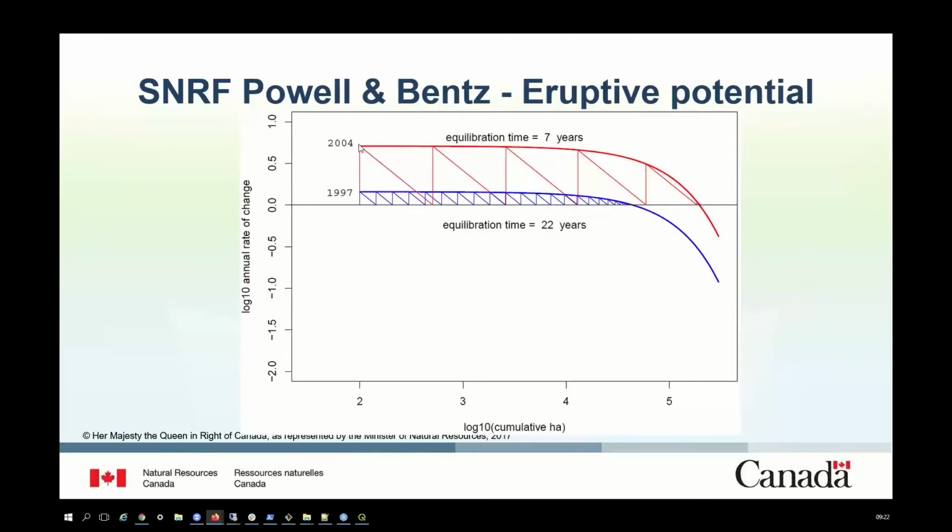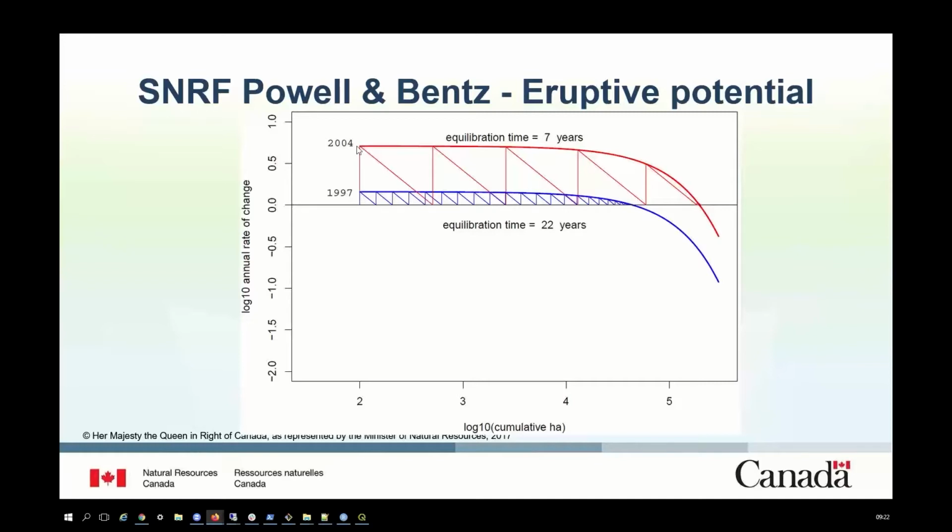if I take a warm year like 2004 or a cool year like 1997, not a cold year but a coolish year like 1997, there's a big difference in the eruptive growth potential. The equilibration time in 1997 would take 22 years for a population to grow from a size of about 100 hectares. This is measured in hectares because this is aerial detection data, not population data. A 100 hectare outbreak will grow to about 20,000 hectares in 22 years. So there's not a lot of eruptive growth potential in a year like 1997.